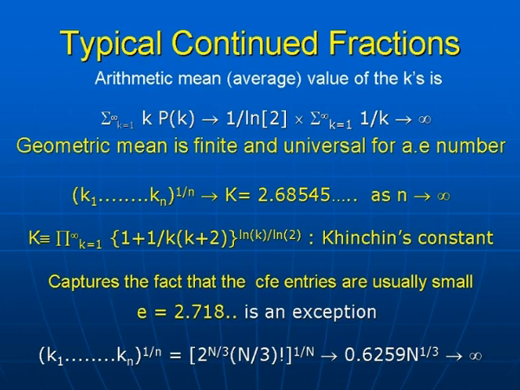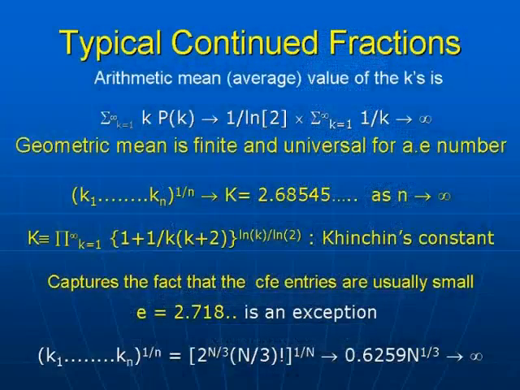So this does capture the fact that the mean, the average entry in the staircase, is rather small. So its geometric mean is somewhere between 2 and 3. You converge rather slowly to this. We'll see some pictures in a moment.